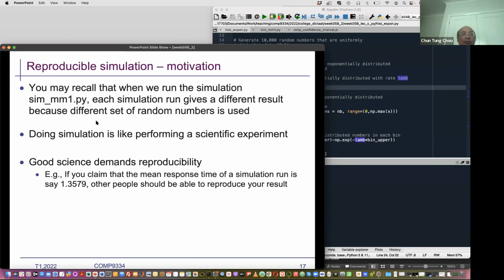Now, one thing to think about is that when we do simulations, it's like doing a scientific experiment. Good science demands that you come up with experiments that other people can repeat. That's what we call reproducibility. So if you claim that the mean response time of your simulation is this particular value, other people should be able to reproduce your results. That is good science. So it's important that your simulation results should be reproducible.